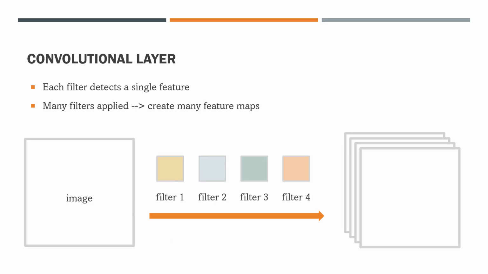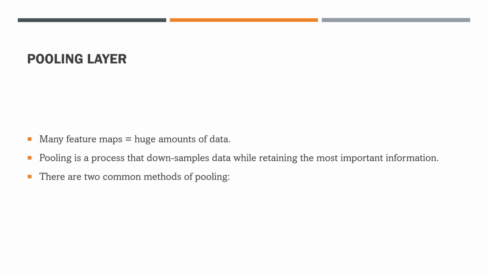A single filter only detects one specific feature, so we apply a set of filters to find many different features, and each filter creates one unique map. The stack of maps is the final output of this convolutional layer. This stack of maps means we have a huge amount of data. This data isn't just expensive to process, it also makes us vulnerable to overfitting.